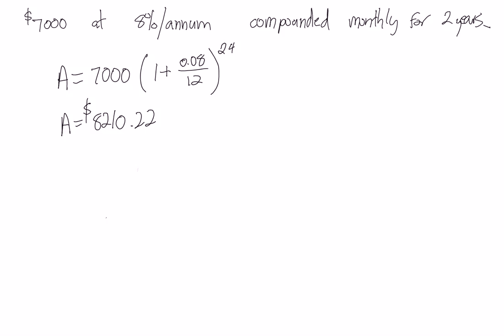So when you're doing these tougher questions, just be careful. Make sure you divide your percentage by however many periods there are, and for your exponent, multiply it by however many periods there are, and then you'll have the correct answer. And that's it.